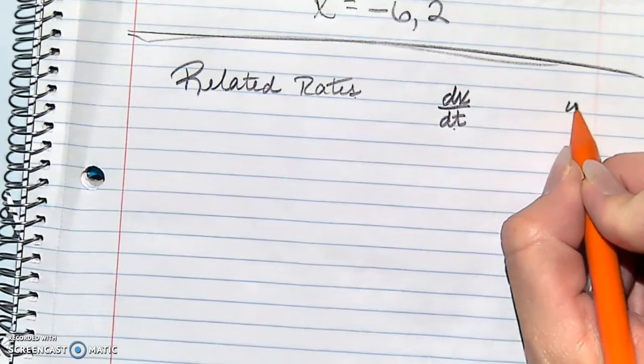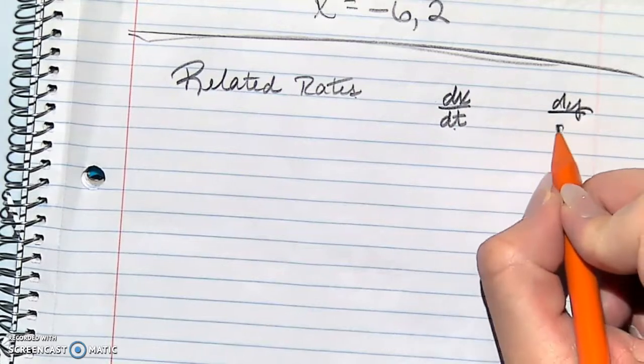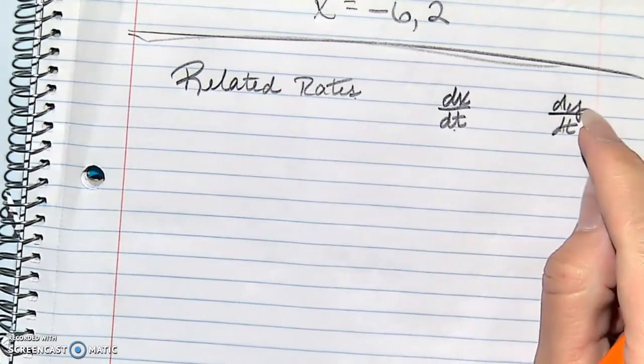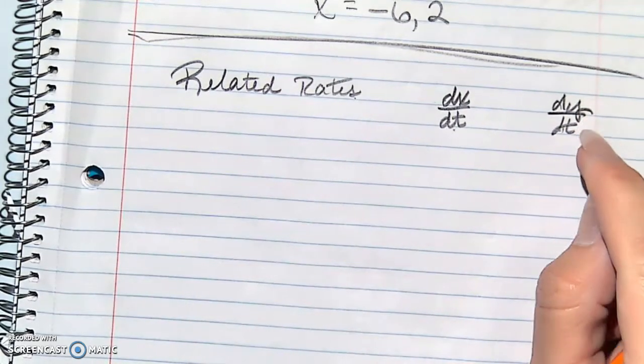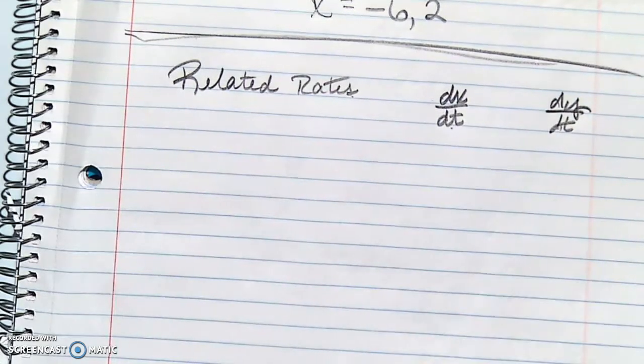If we take the derivative of y, we're not just going to put dy, we're going to put dy dt, which is the derivative of y as t is changing, or how is y changing as t is changing. So this one, I think I'm just going to do one video because it's pretty short and straightforward.